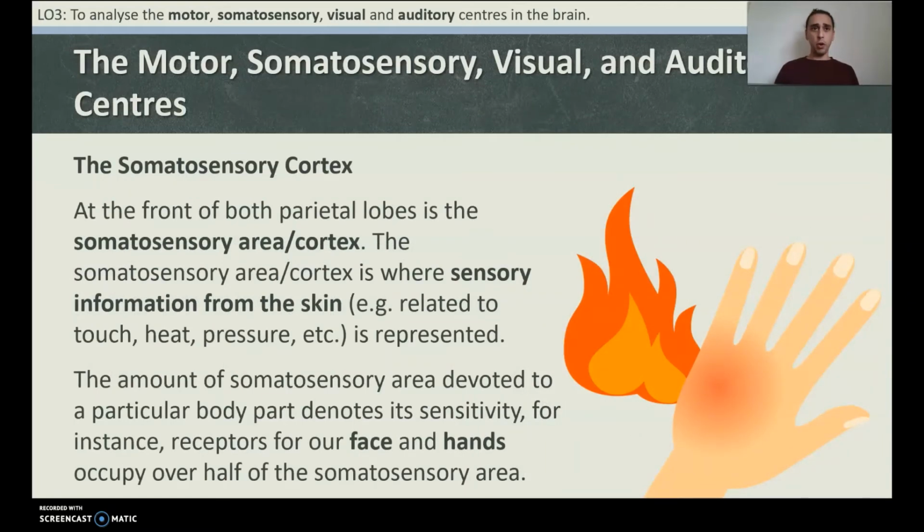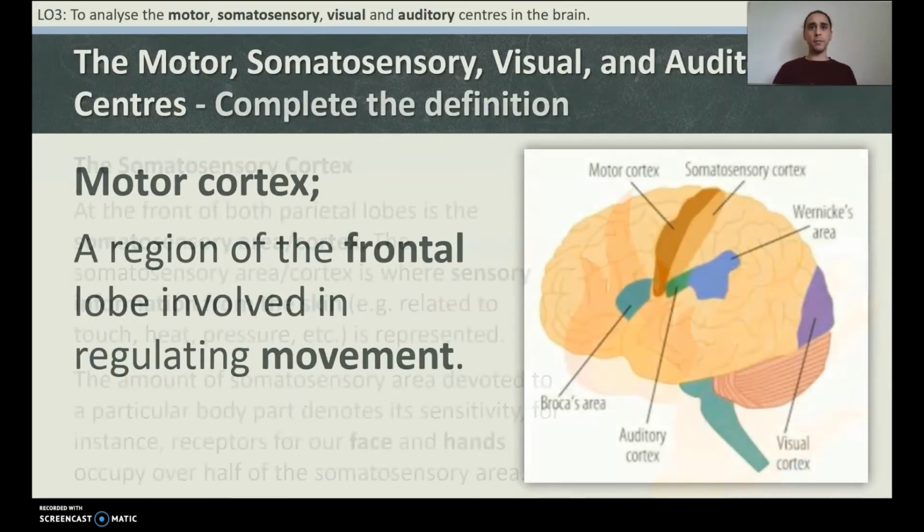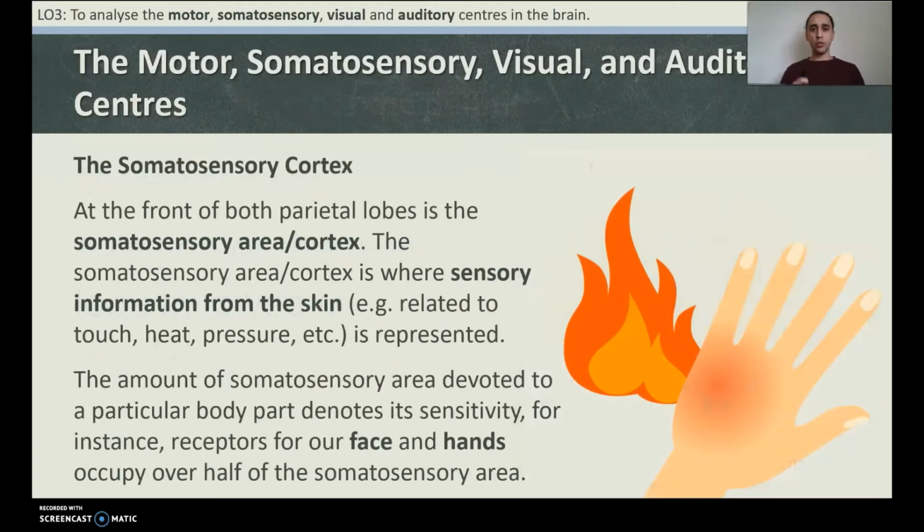The somatosensory cortex. At the front of both parietal lobes, next to the motor cortex, is the somatosensory cortex. The somatosensory cortex is where sensory information from the skin, related to touch, heat, pressure, etc., is represented. The amount of somatosensory area devoted to a particular body part denotes its sensitivity. For instance, receptors for our hands and face occupy over half of the somatosensory area because our hands and our face are more sensitive than other parts of our body.